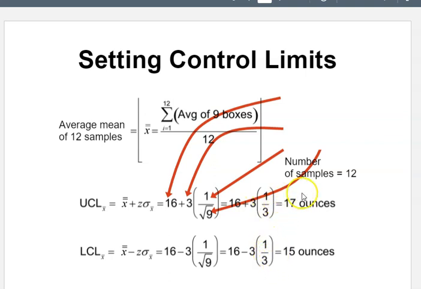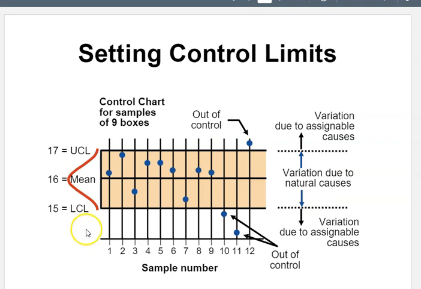16 plus 1, 17. 16 minus 1, 15. So the control chart's upper and lower bounds here are, our boxes need to weigh between 15 and 17 ounces. Alright, so setting the control limits. We just calculated the control limits, upper bound 17, lower bound 15, and we calculated the Xbar, the average of the averages, as 16.